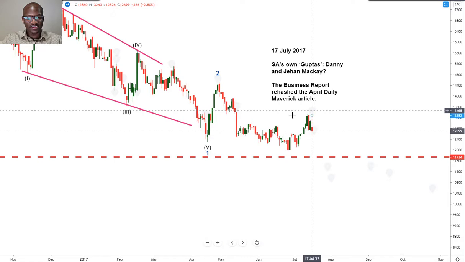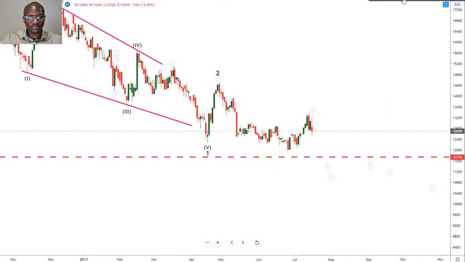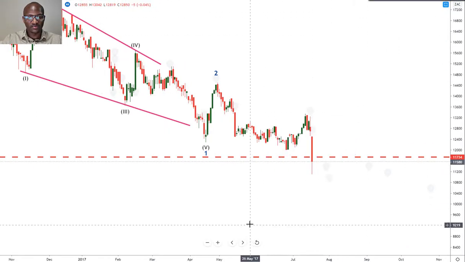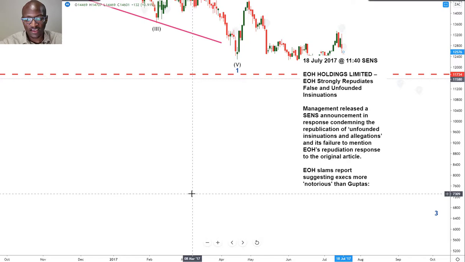And on this day, another massive article, 17th of July 2017, headline: "SA's own Guptas, Danny and Gian McKay." So basically what happened here was the Business Report rehashed the April Daily Maverick article, which dealt with the SASA allegations. And the next day, there was a SENS release by EOH strongly denying these false and unfounded insinuations.